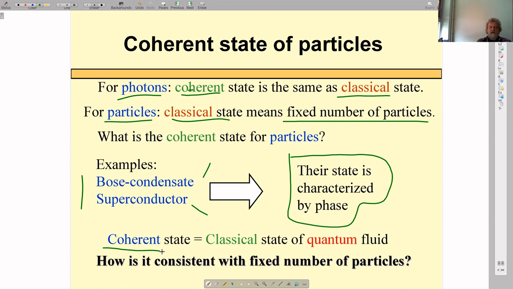And right, what we can say: these coherent states for real bosonic condensates, for real superconductors, are really large, macroscopic. So classical. That's what we can say as a conclusion. A coherent state is in fact a classical state, but for a quantum fluid, for a quantum material.